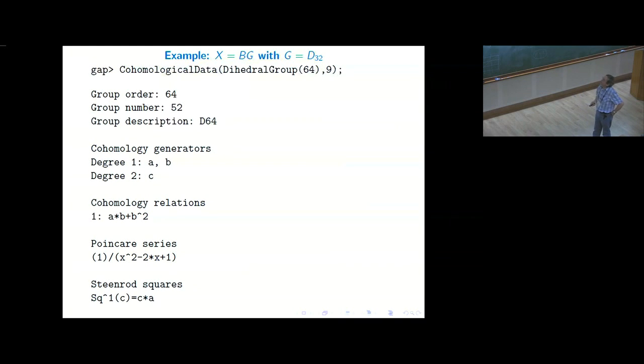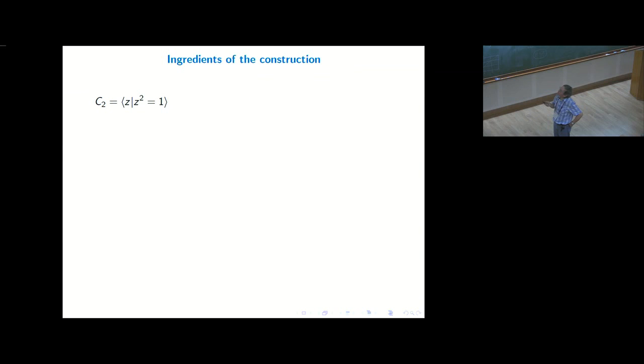I have 3 minutes left, so as usual, I flick very quickly through my last 2 slides. But that's fine. Let me just say something about the classical construction of the Steenrod squares. They're based on the cyclic group of order 2. So G is the group I'm interested in, but I've always got the cyclic group of order 2 generated by z.